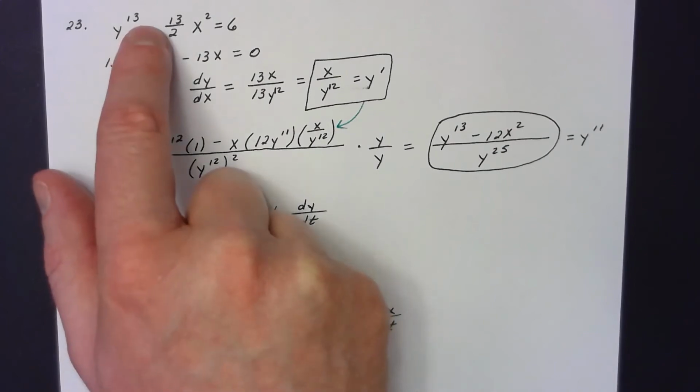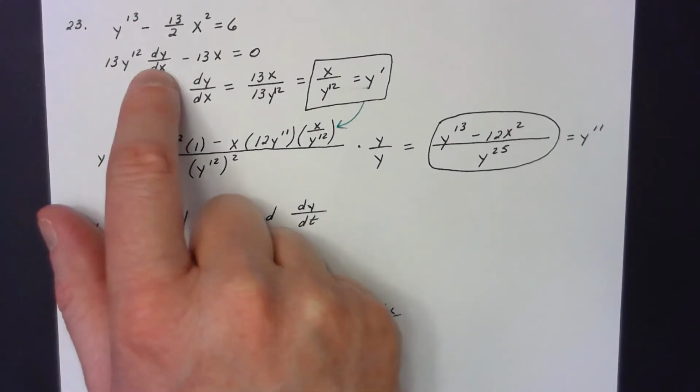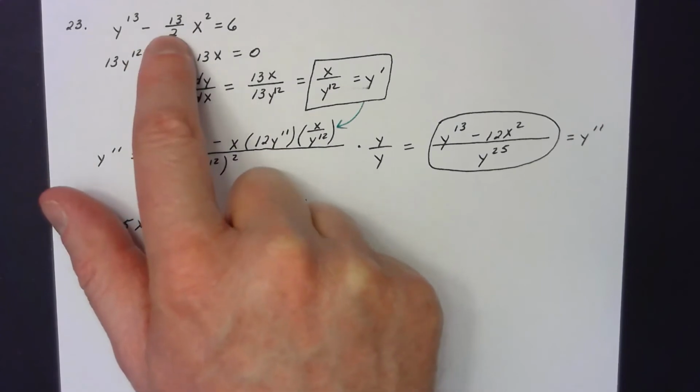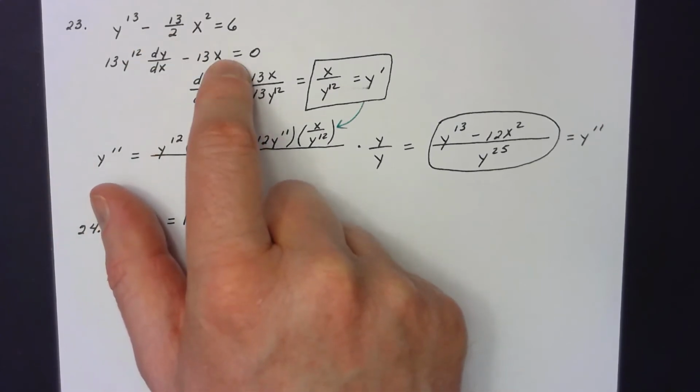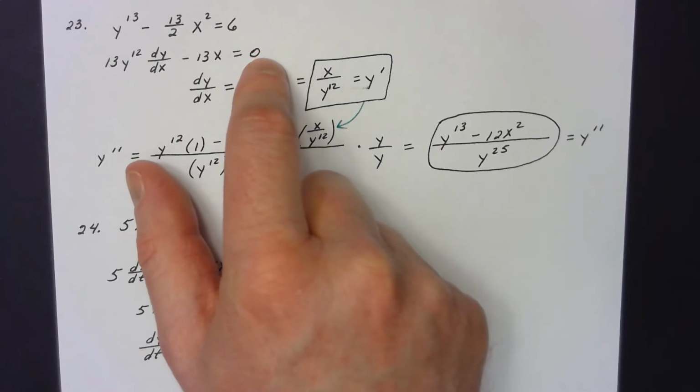So when I take the derivative of y to the 13th, I get 13y to the 12th dy dx. When I take the derivative of 13 over 2x squared, of course the 2 comes down in front and you just have minus 13x to the first. There is nothing else because the other term here would be dx dx, and we know that's just a factor of 1. Derivative of any constant, 0 on the other side.